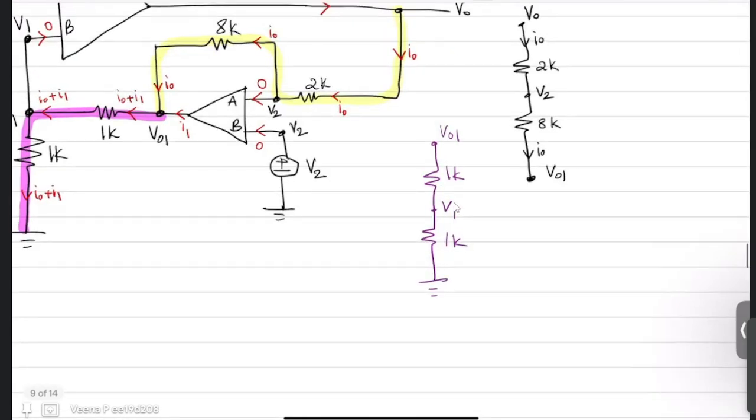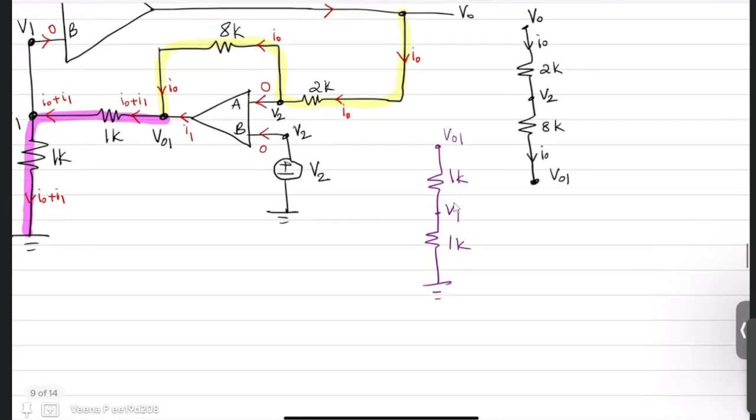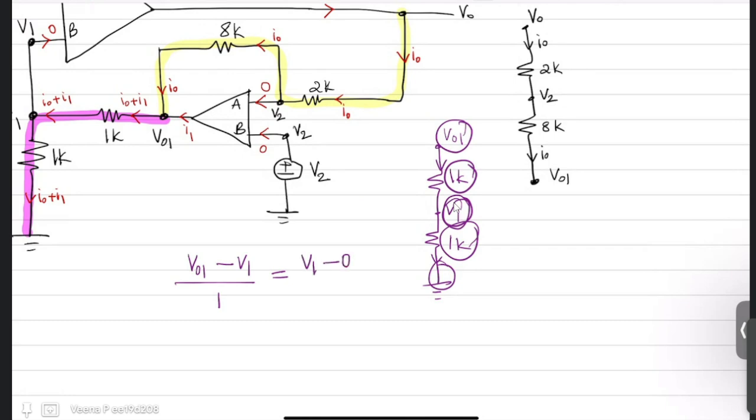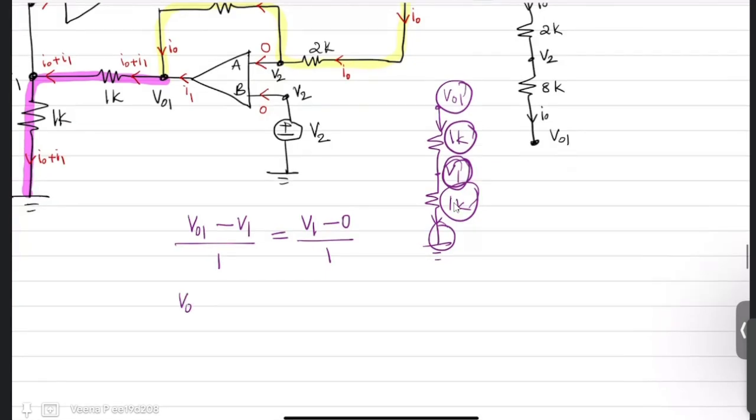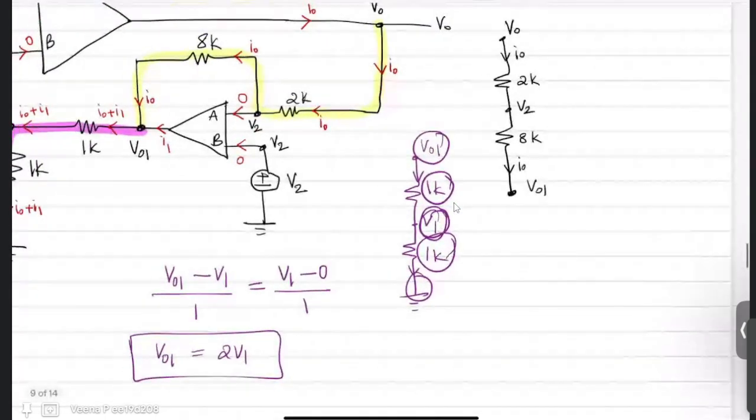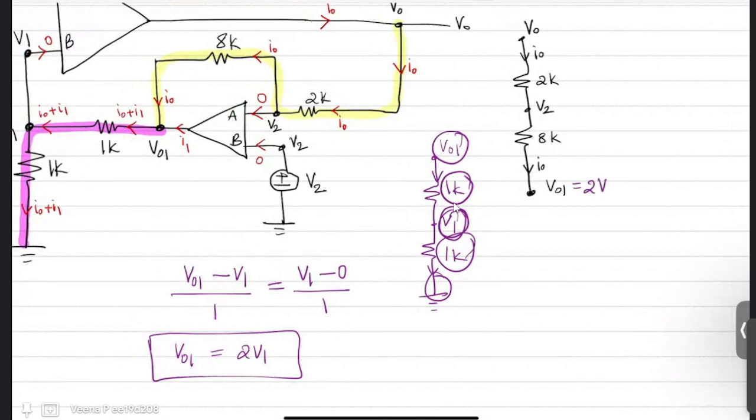So let us apply KCL on the second branch first. So the current flowing is the same. The current flowing from V01 to V1 with 1 kilo ohm in between is V01 minus V1 by 1. The same current flows from V1 to ground through the 1 kilo ohm resistor. So this is V1 minus 0 by 1. So this gives us V01 is equal to 2V1. So in the first branch, I can directly replace this V01 with 2V1.